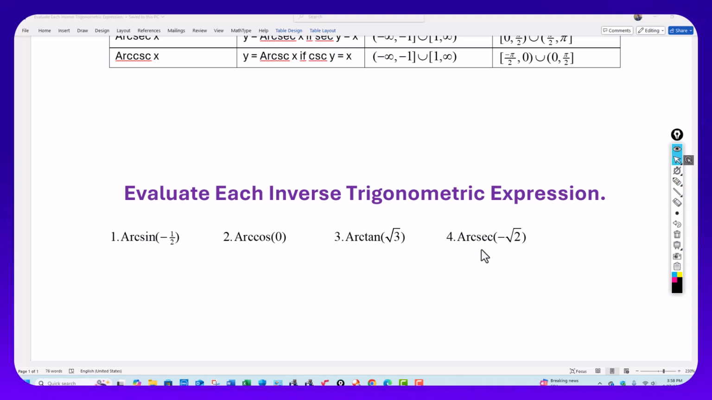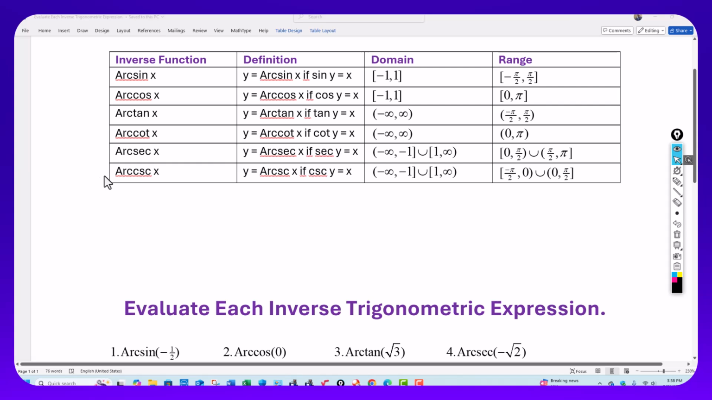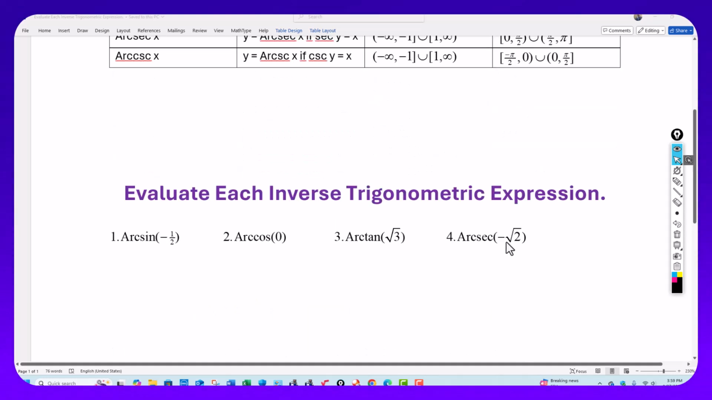Now the next one deals with secant, arcsecant. So notice here the arcsecant, there's your definition. You have the domain there, and then the range goes from 0 to π, 0 included, π included. Notice the open circle here. The π/2 is not included. So we want any angle between 0 and π, except π/2, that has a secant of negative the square root of 2.